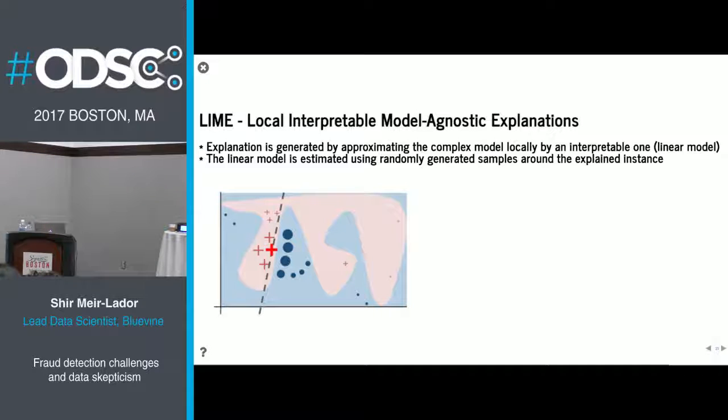So what they did, for this specific sample they wanted to explain, this plus, they generated similar samples in the area of it just by adding noise to this sample. They created a prediction for these neighbor samples, and then they created an estimation of the complex model by a linear model. And from that, they can get the most important features for this specific sample prediction.